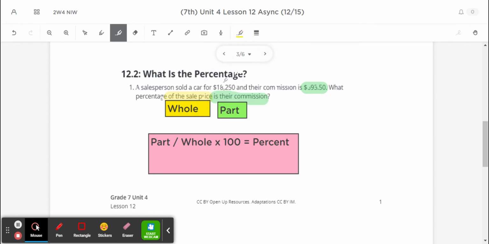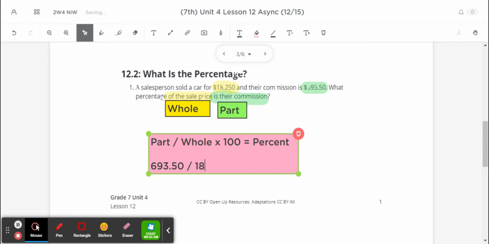My whole is the sales price, which is $18,250. And so I know that I can calculate part over whole simply by dividing 693.50 divided by 18,250 times 100, which gives me a final answer of 3.8%. And that's my percentage. By identifying the part and the whole, we're able to more easily determine the missing information.